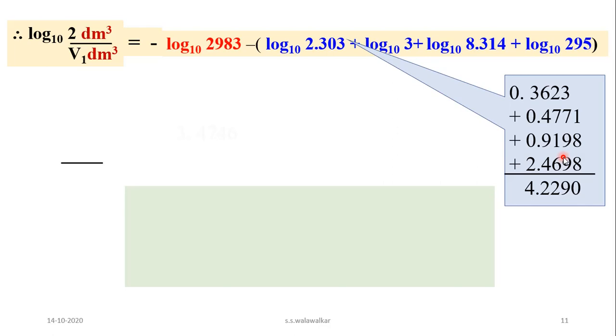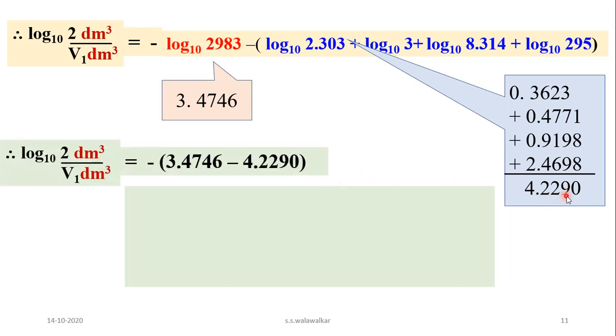4.2290, and log of 2983 is how much? Characteristic is 3, 1, 2, 3, 4. Therefore, characteristic is 3.4746. Now, subtract this from this quantity, that is 4.2290. So when you subtract it, you will get minus, the sign of this is minus, into bracket 3.4746 minus 4.2290, and that comes to be bar 1.2456.